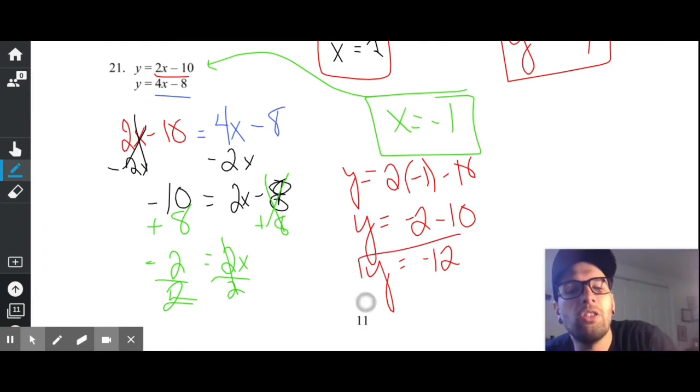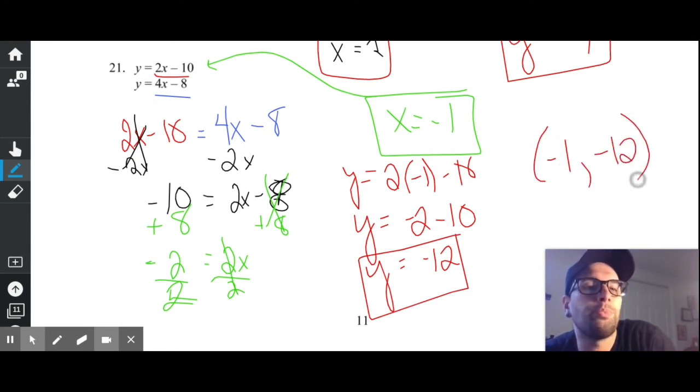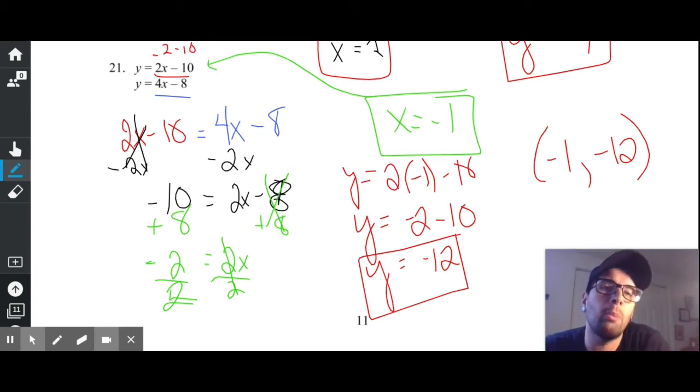So if x is negative 1 and y is negative 12, a quick check means I take 2 times x, which was negative 1. 2 times negative 1 is negative 2, and negative 2 minus 10 is negative 12, which is what I'm supposed to get. If I want to check it here, 4 times x, which is negative 1, is going to be negative 4, and negative 4 minus 8 is also negative 12. So even though my numbers are quite different, negative 1 and negative 12 are kind of a big small thing, it ended up being right anyway.